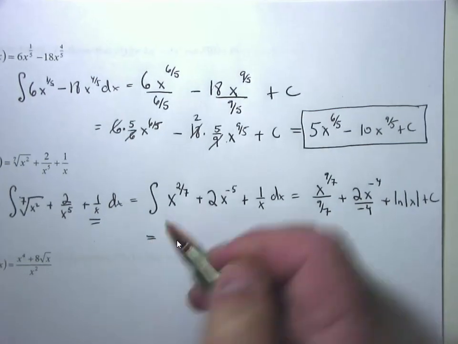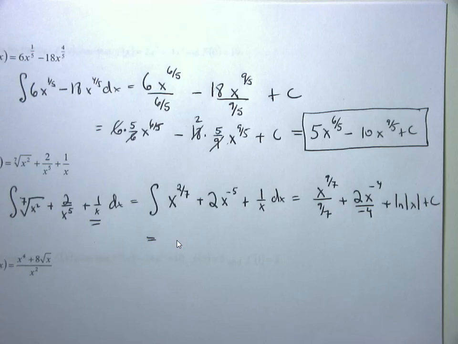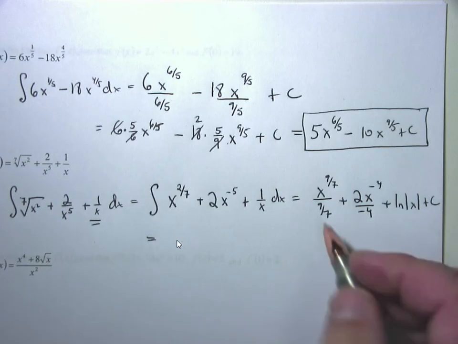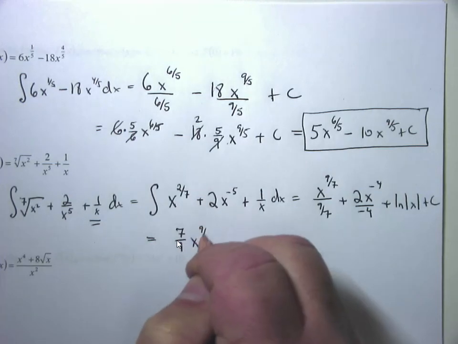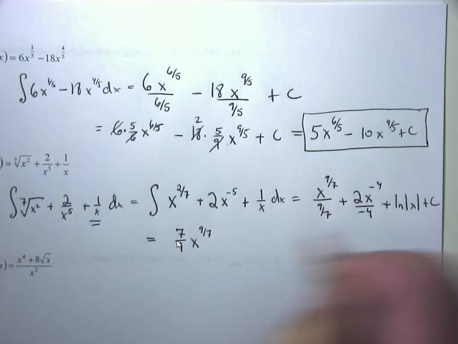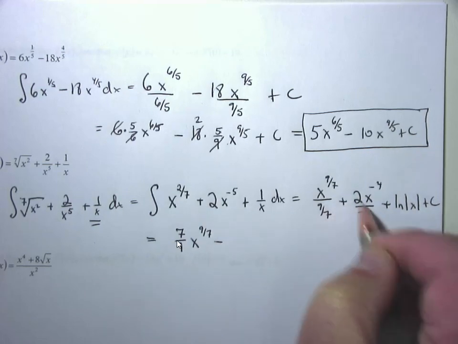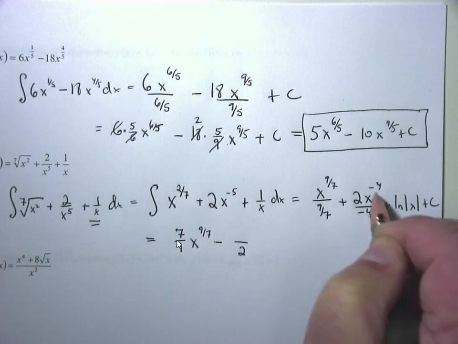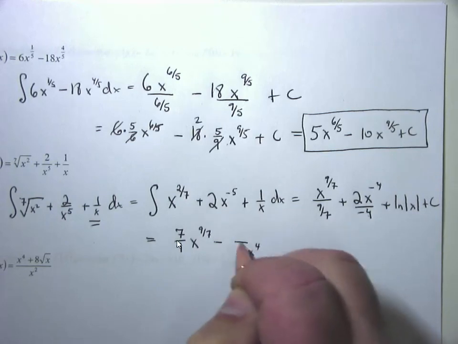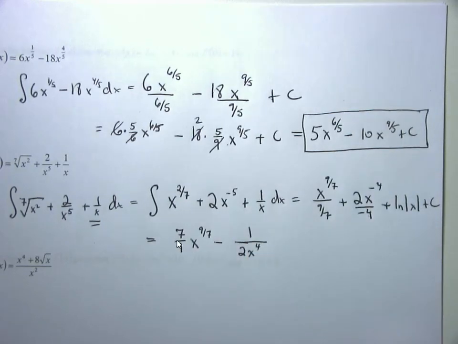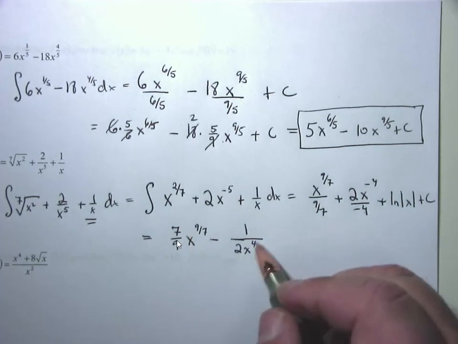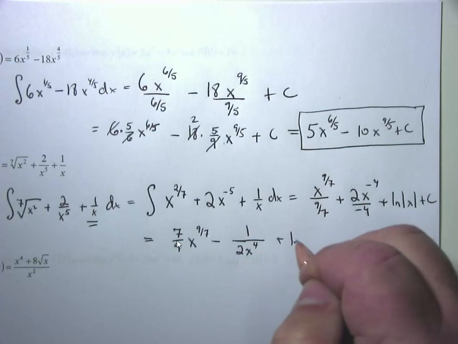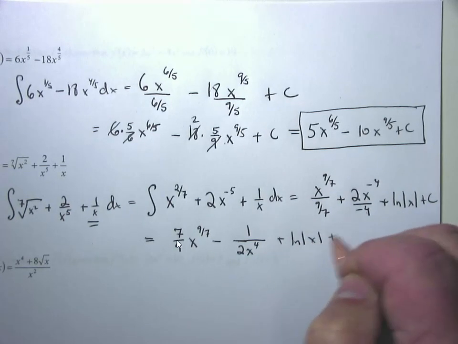But of course, especially on the multiple choice kind of answers, we're going to make you clean this stuff up. So when I divide by a fraction, invert and multiply, so the answer would have been 7/9 x to the 9/7. Positive divided by a negative is a negative. 2 goes in the 4 2 times. Negative exponent is on the bottom. And when everybody moves, you still have 1 for placement. So it's 7/9 x to the 9/7 minus 1 over 2x to the 4th plus the natural log absolute value of x plus c.